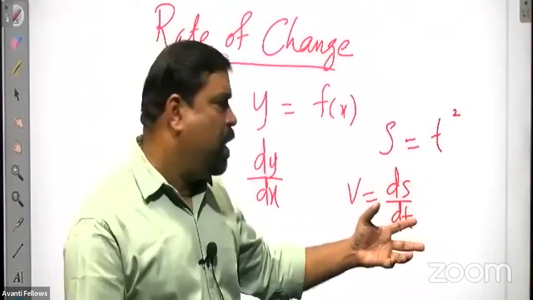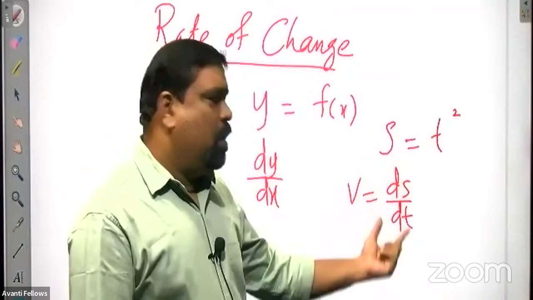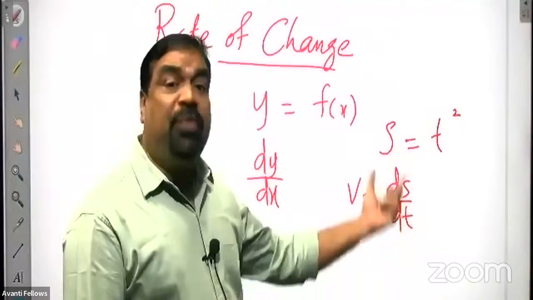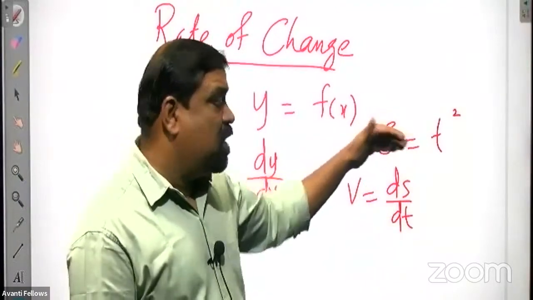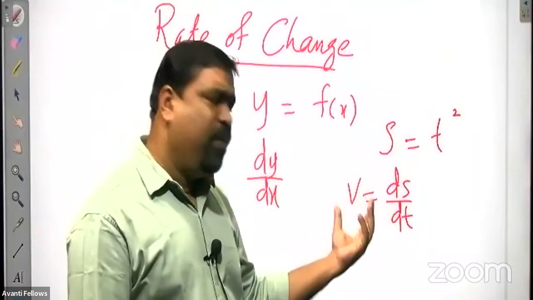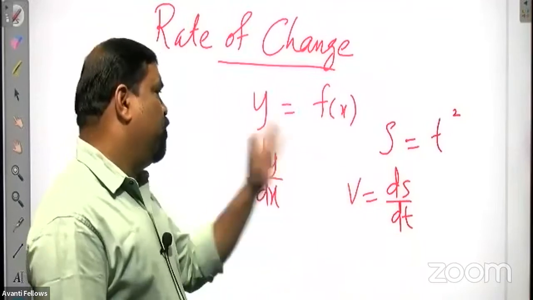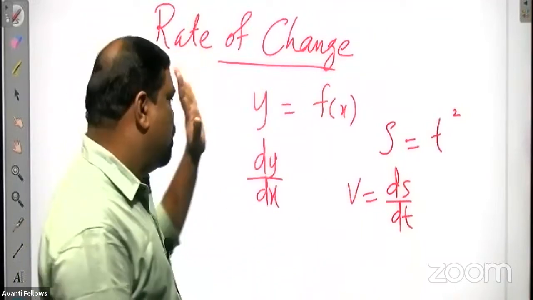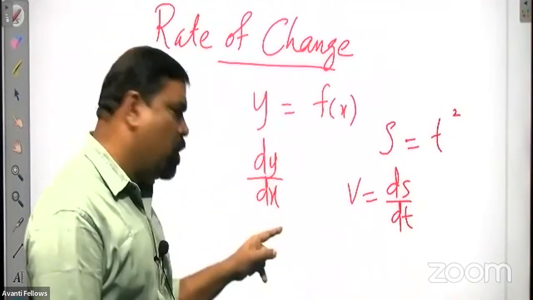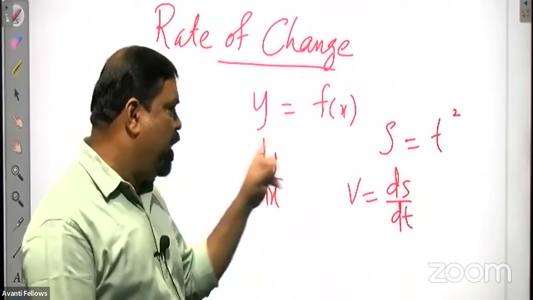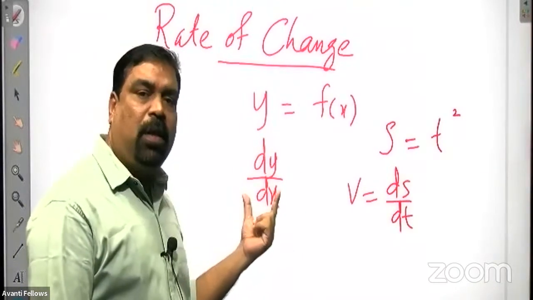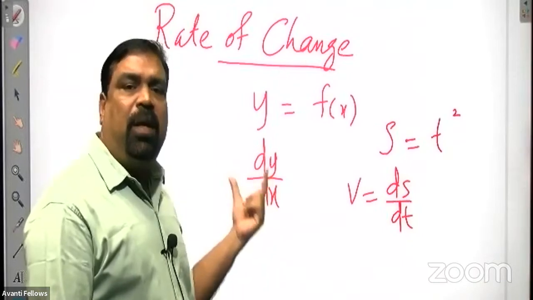So the fundamental idea of derivative is rate of change. Rate of change of s with respect to t, that is called the velocity. Now, in general, for any function, y is a function of x. So dy by dx stands for the rate of change of y with respect to the variable x.